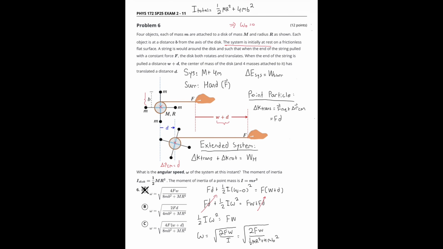And in our answer choices, they get rid of the 1/2 in the numerator for the mr squared term, so we're going to multiply everything by 2. So when we do that, we get 4Fw over mr squared plus 8mb squared. And this will correspond to answer choice A.